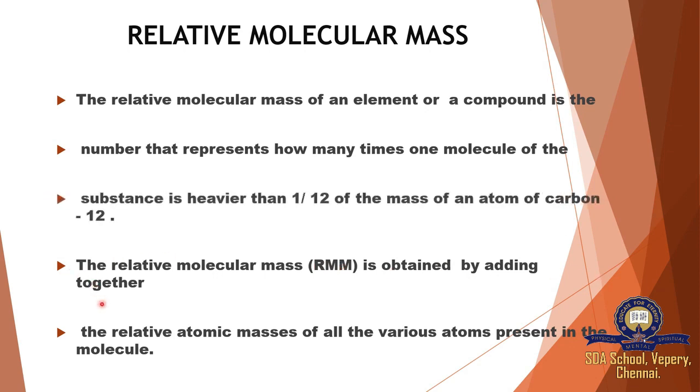the relative atomic masses of all the various atoms present in the molecule. For example, take a water molecule. In water we have 2 hydrogen atoms and 1 oxygen atom. Their weights are compared to the carbon atom, so finally we get the relative molecular mass of water. The individual atoms present in the molecule together make up the molecule, and the total weight can be compared to the carbon-12 atom. Then we get the weight of the molecule.